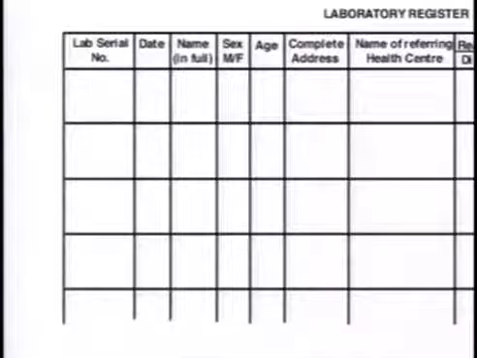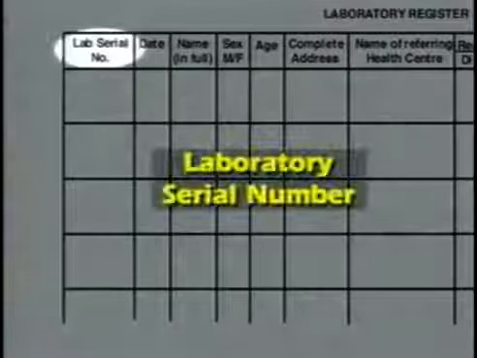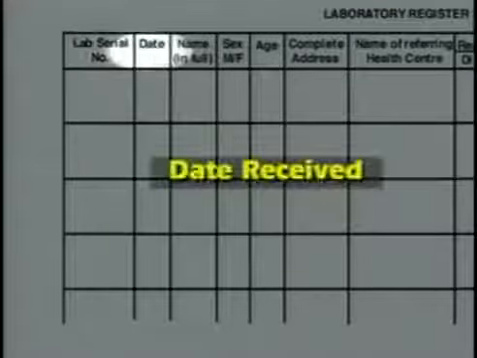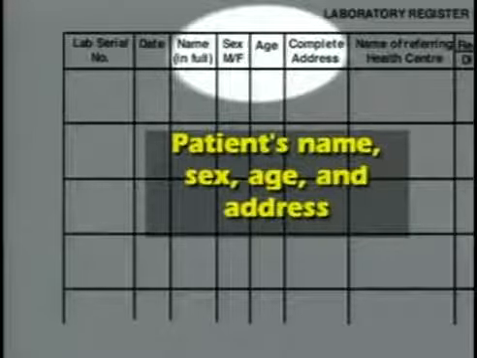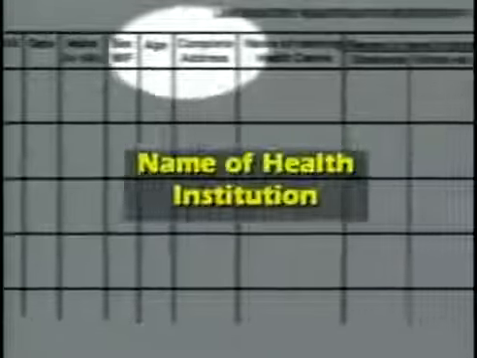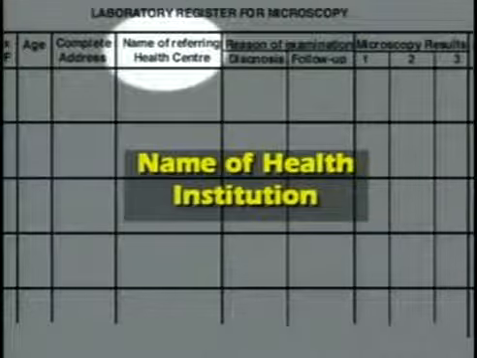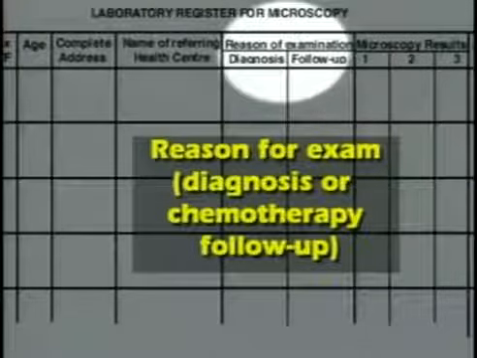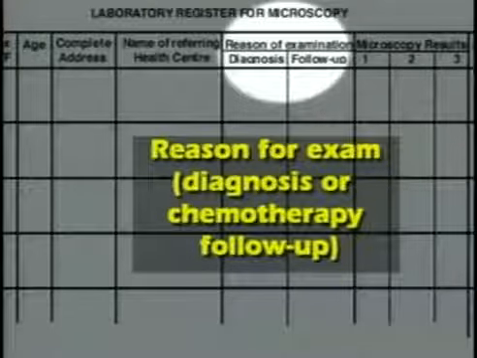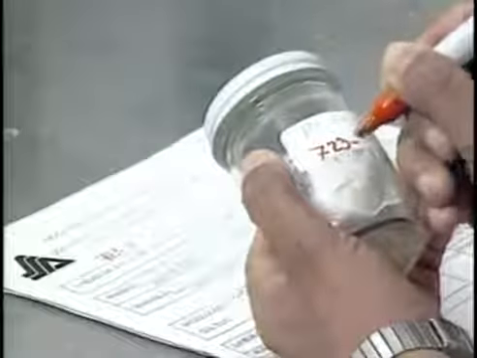Information for each specimen must be complete, precise, and include the laboratory serial number, the date received, the patient's name, sex, age, and address, the name of the health institution, the reason for the exam, whether as a diagnosis or as chemotherapy follow-up. Label the specimen container accordingly.